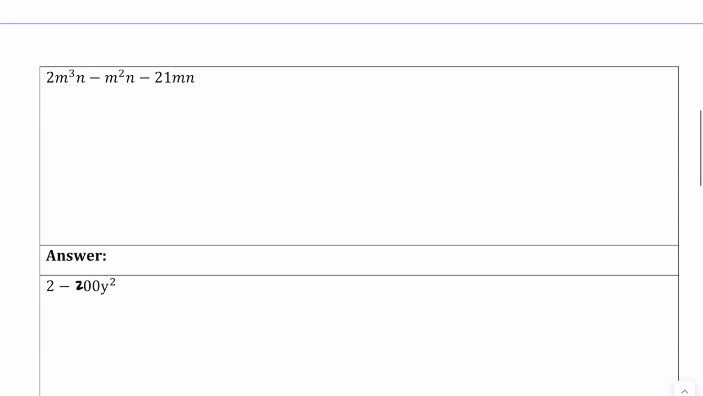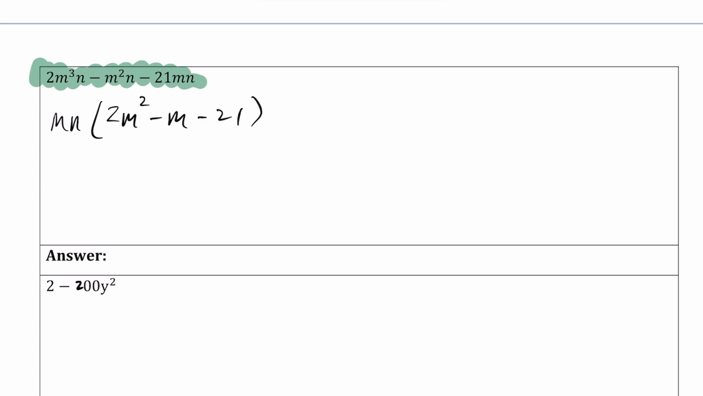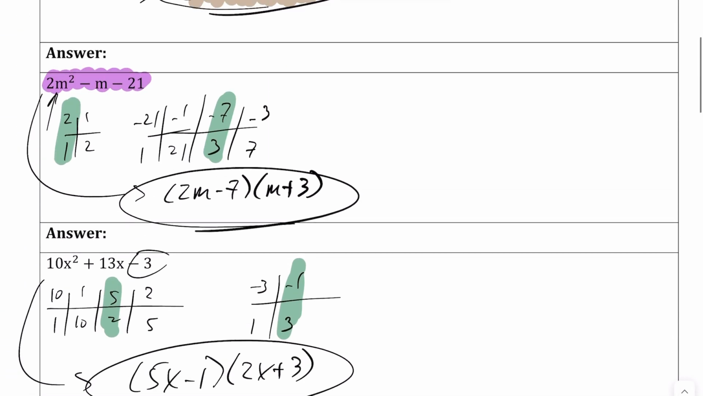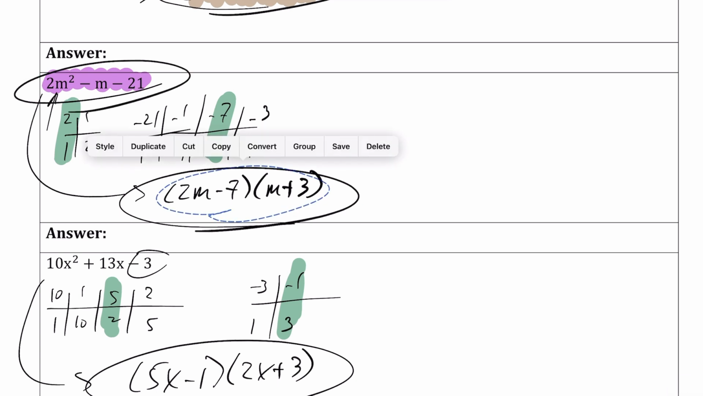Let's take a look at the next one here. So for this one here, again, always look for a GCF on this. I have a GCF here of mn. So factoring out the mn, you're left with 2m squared minus m minus 21. And you'll see here that this expression is exactly like the one we had done previously. If you go up top here, we had just factored this, and it factored into the following expression here.